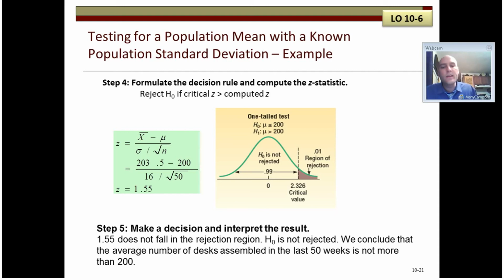We conclude that the average number of desks assembled in the last 50 weeks is not more than 500. So whether we ask the question, is it different from 200 or is it more than 200, in both cases we end up with the same conclusion. And that's the statement of equivalence that we fail to reject the null. We don't think that these changes have been very effective.